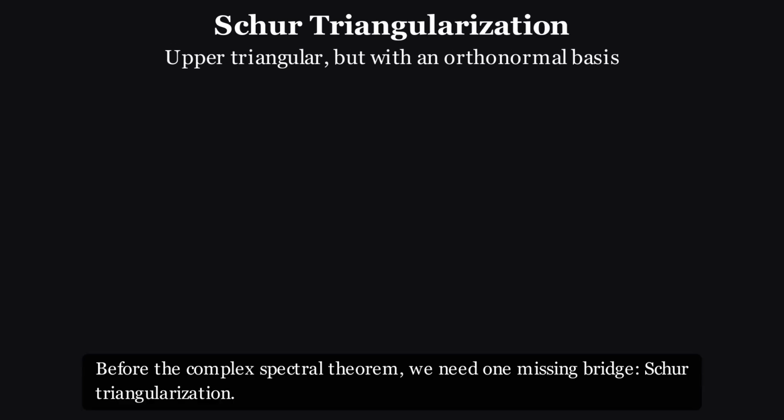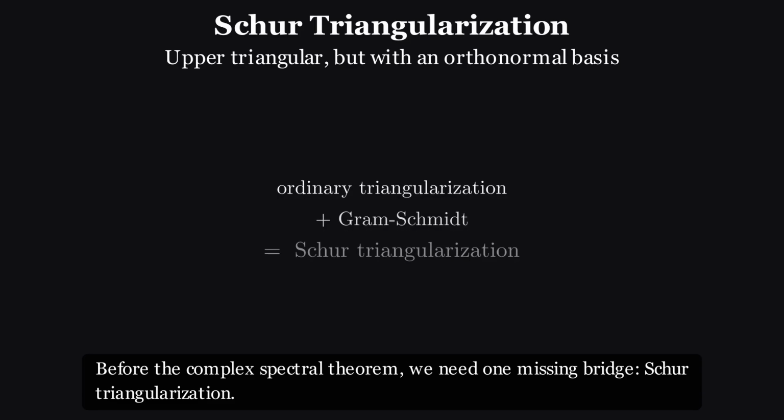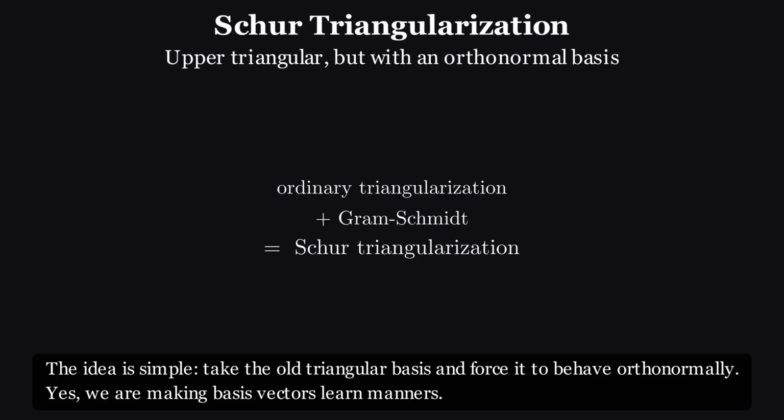Before the complex spectral theorem, we need one missing bridge, Schur triangularization. The idea is simple. Take the old triangular basis and force it to behave orthonormally. Yes, we are making basis vectors learn manners.